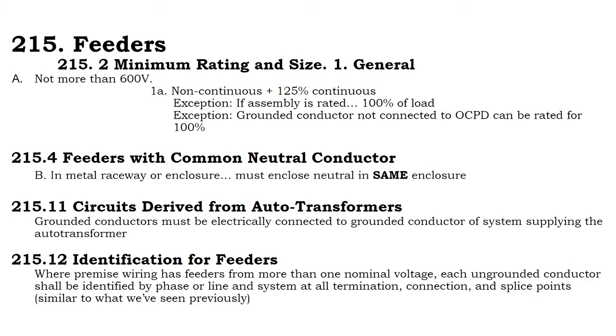So throughout code we see this general rule: the circuit overcurrent protection device needs to be rated for the non-continuous load plus 125% of the continuous load. In general, the cables and conductors have to be in the same enclosure, not separated. The characteristics of those enclosures have to be the same as well. So if you're doing parallel wire runs and dividing up the cables into those parallel runs, you have to have positive, negative, and ground in each run.